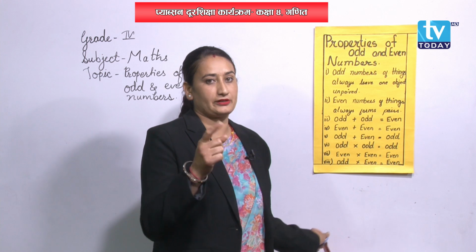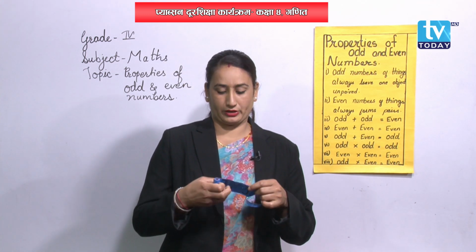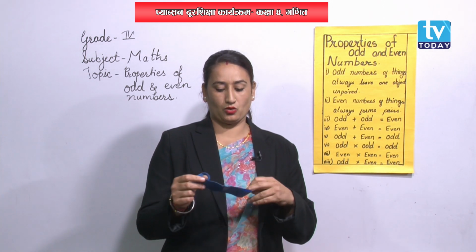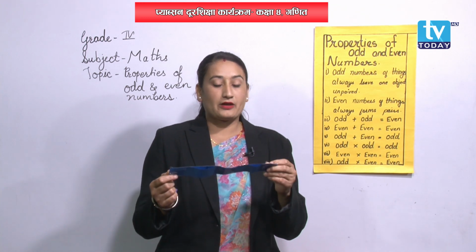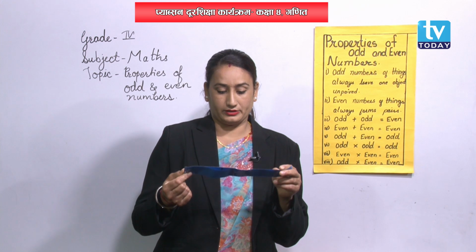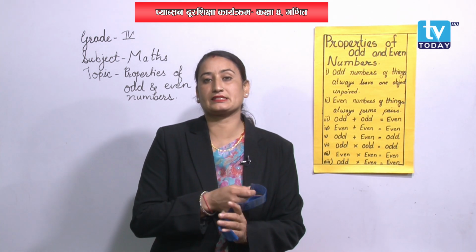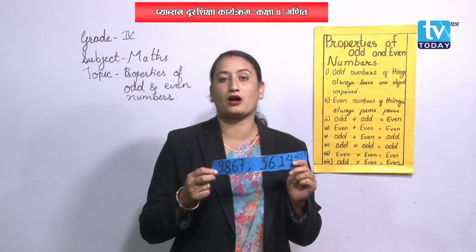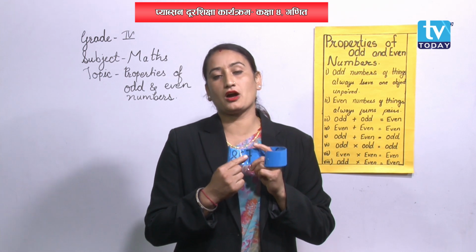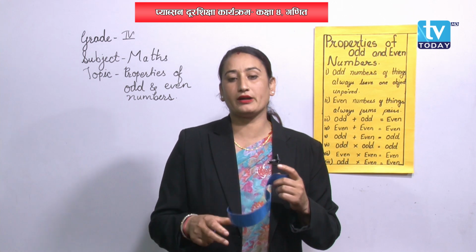Same like this, another question is also for you. Is 9867 even or odd? Can you tell me? Is 9867 an even number or an odd number? The last digit is 7, right? That is an odd number. So we can call it an odd number.